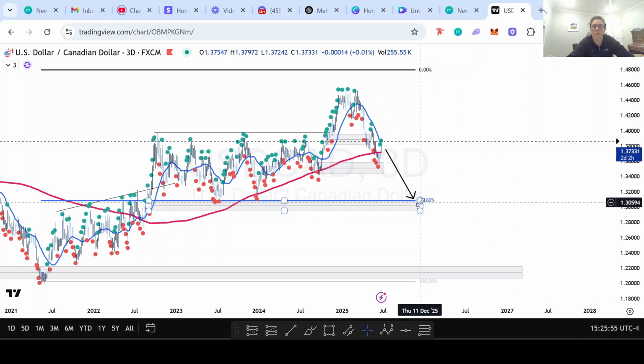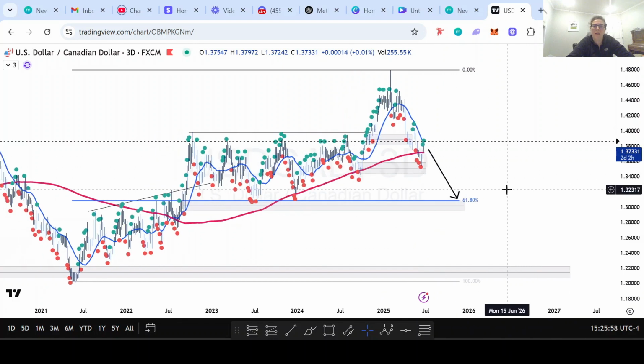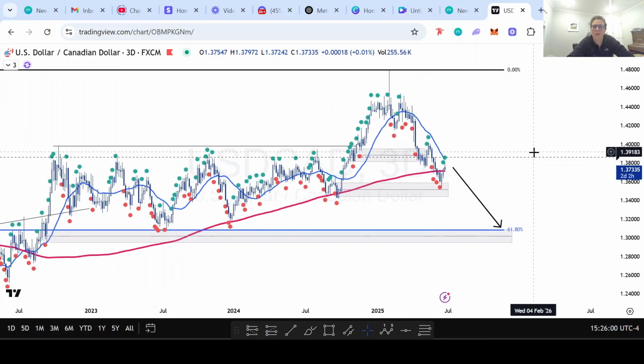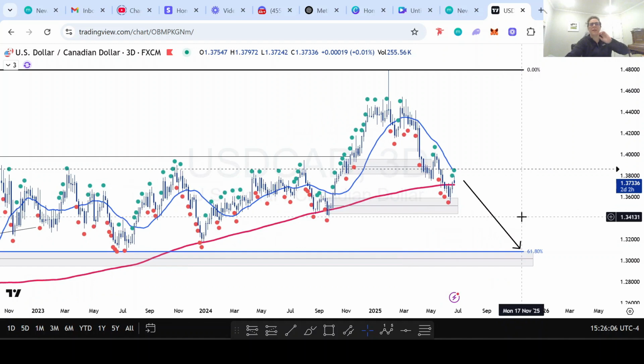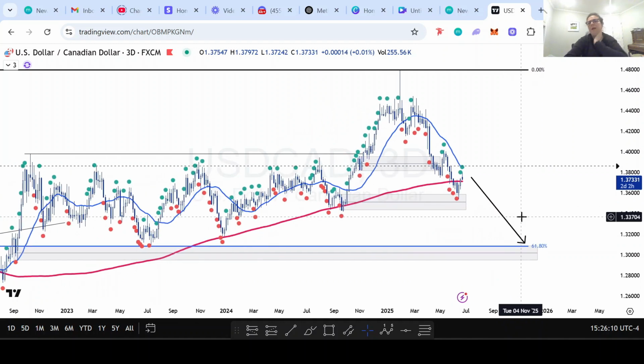But we could be ranging after this. That's a way longer outlook. For now, we're short, and this is our target, and we'll be taking on short entries on the 1 day and below.